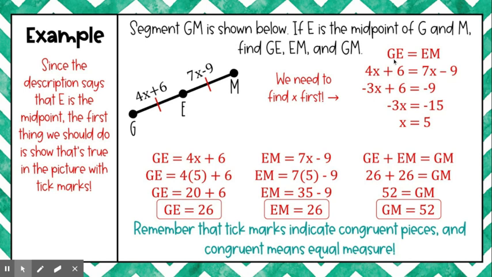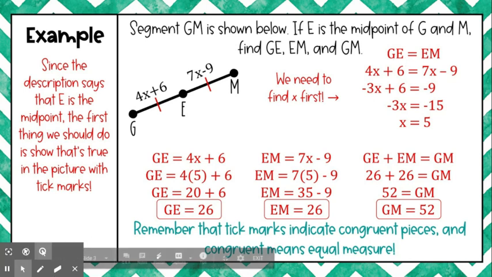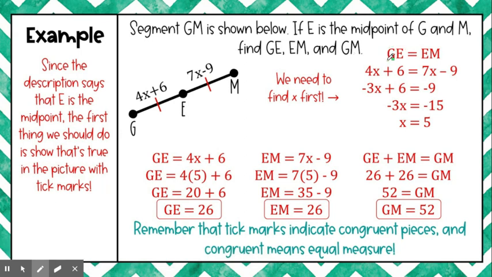So to find x, we know over here that GE is equal to EM. We're going to plug in our expressions. So our first expression over here is 4x minus 6. And then our expression for EM is 7x minus 9.